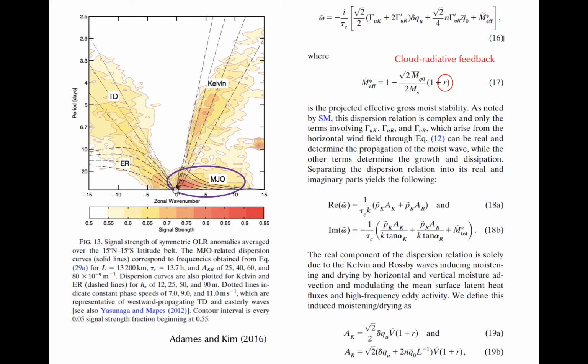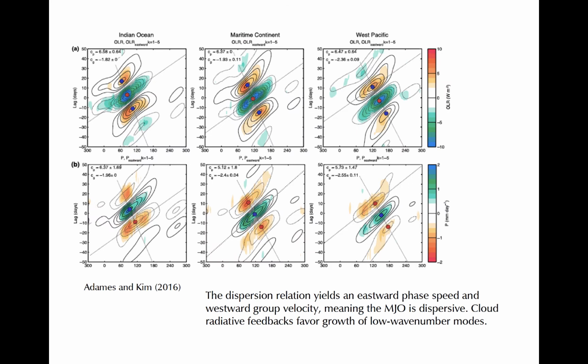The dispersion relationship is denoted by the curved lines that correspond with the power at low wave numbers and frequencies for eastward propagating disturbances, as shown here. The phase speed of the moisture wave is always toward the east, while the group velocity is toward the west.